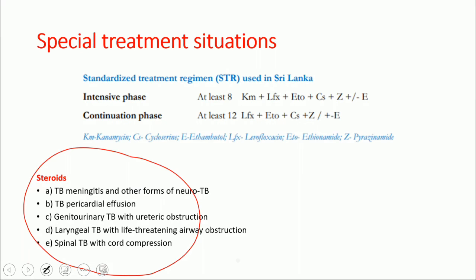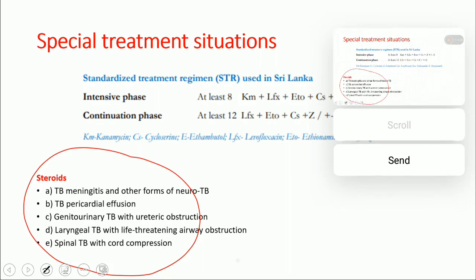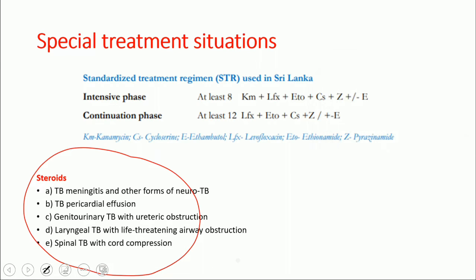So whenever there is excessive inflammation which can cause obstruction, like say in TB meningitis you can get obstruction and hydrocephalus, right? When we talk about cardiovascular medicine, we talked about pericarditis, chronic pericarditis, constrictive pericarditis. Then urinary obstruction in genitourinary TB, laryngeal TB, right? There's cord compression in spinal TB. In these instances, we add on steroids to the treatment regime, right? Steroids, and that is to reduce this excessive inflammation. Right? Excessive inflammation එක අඩු කරන්න අපි දෙනවා.